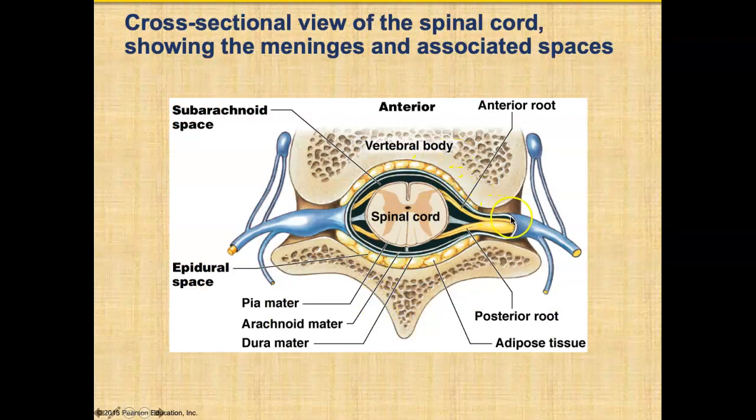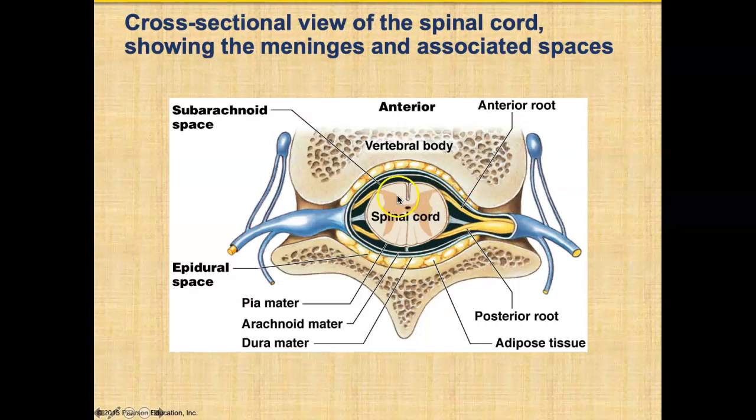So here you can see, first try to orient yourself. You know this is the spinal cord because you see the butterfly, but do you notice that it's upside down? Because here is that larger sulcus here, and the posterior root has got that lump in it, that ganglion. The anterior root does not.